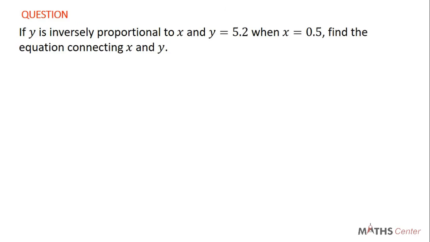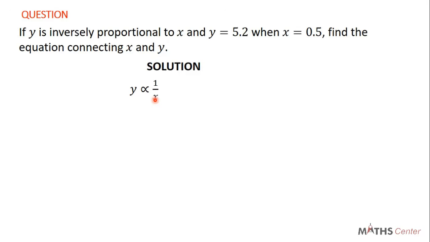The question for this video is, if y is inversely proportional to x and y is equal to 5.2 when x is equal to 0.5, find the equation connecting x and y. Okay, so we write our solution. We are being told in the question that y is inversely proportional to x, which means that y is proportional to 1 divided by x.